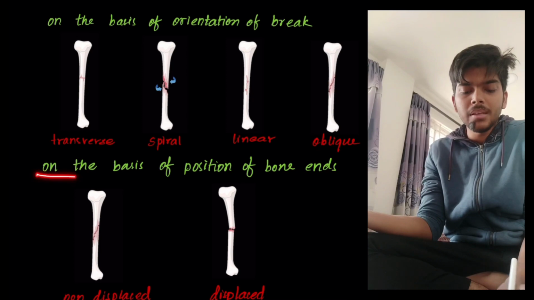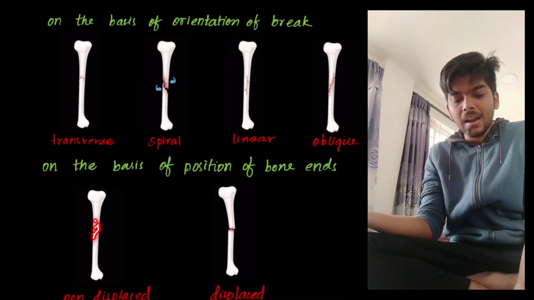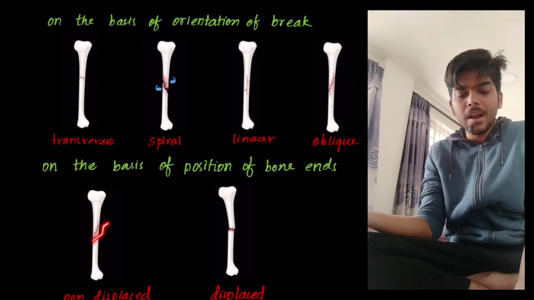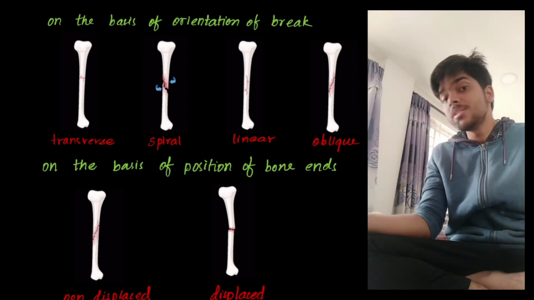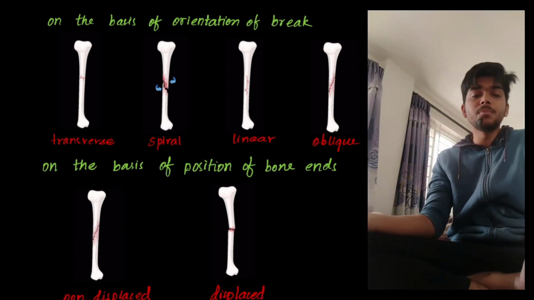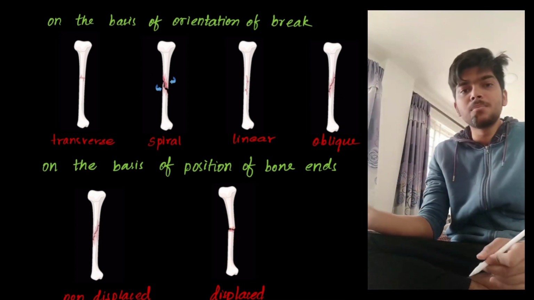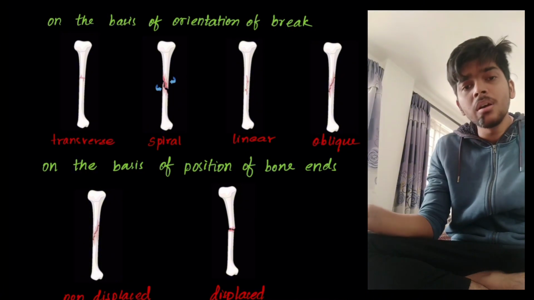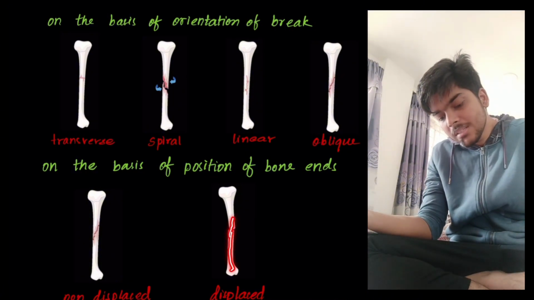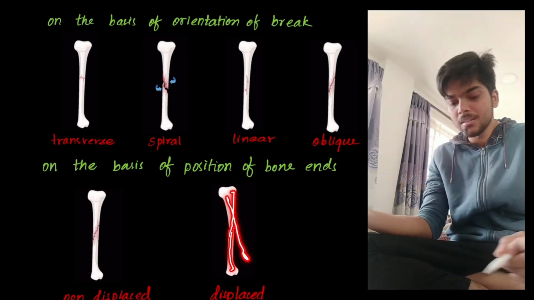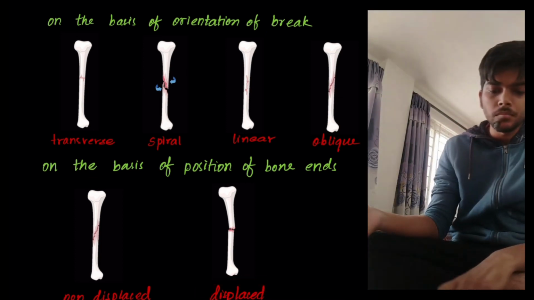Similarly, we have on the basis of position of bone ends. If the two bone ends are intact, that is, after the fracture, the fractured parts are intact or connected with one another and not displaced from their original position, then that's your non-displaced fracture. But if the two fractured parts are displaced from their original position and no longer intact with one another, for example, this particular fractured part lies on this axis and this one lies on this axis, so they lie on different axes, that's your displaced fracture.